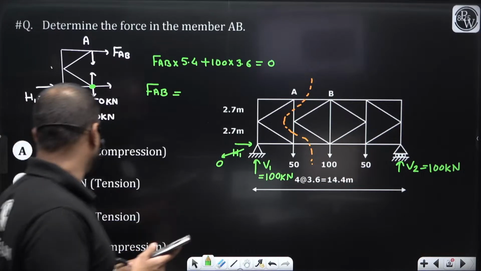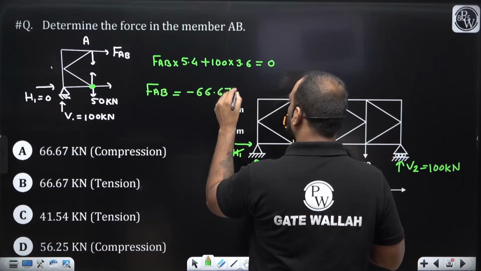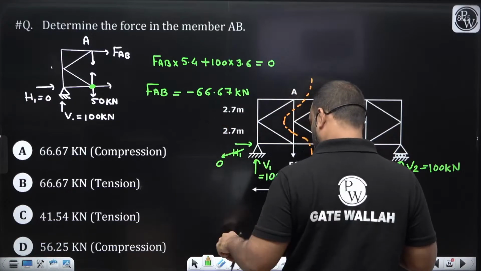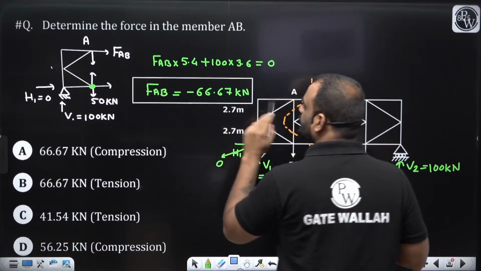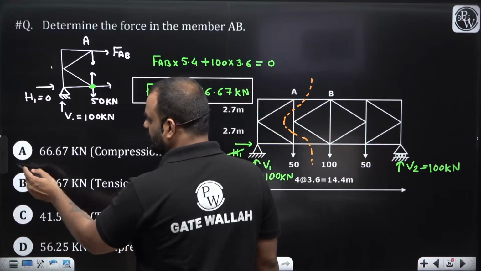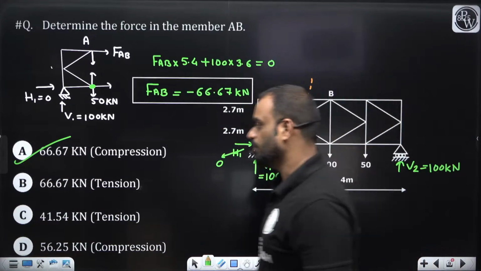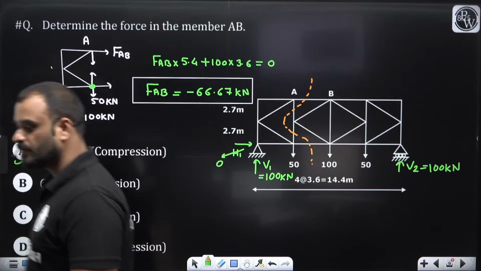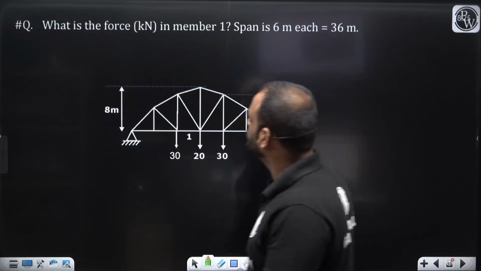So what are we getting? It is coming around minus 66.67 kilonewton. Clear? That means A is the correct answer for this particular question. A is the correct answer for this particular problem. Crystal clear? Done. Let's move to the next question.